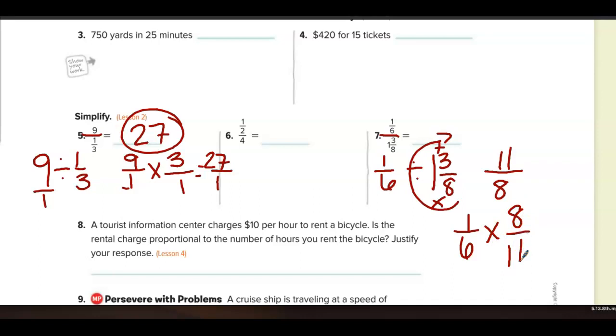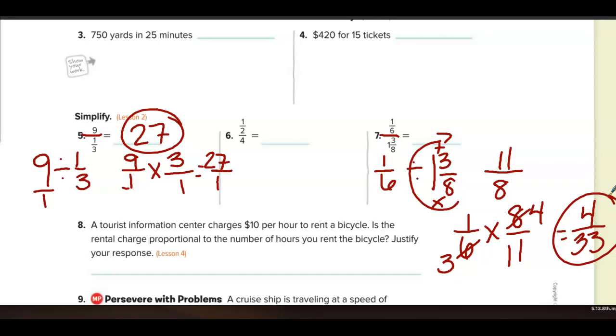Now, Jacob, could I reduce? I could reduce the 6 and the 8. What would the 6 become? 3. What would the 8 become? 4. Because I divided them both by? 2. So then 1 times 4 is? 4. 3 times 11 is? 33. So that is my answer.